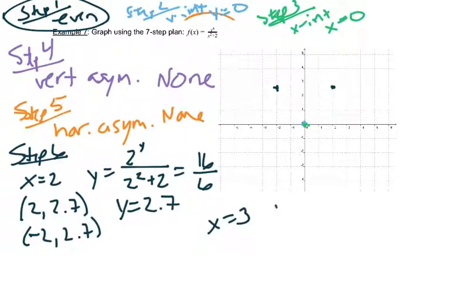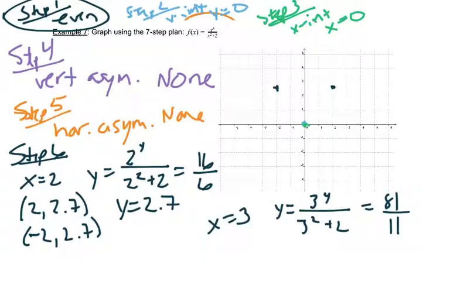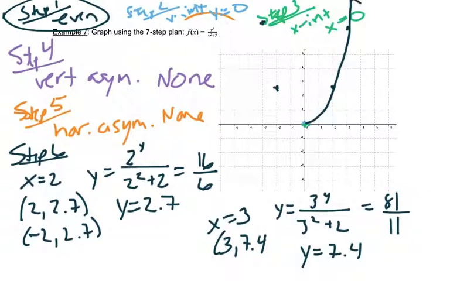So if I put 3 in, I get 3 to the 4th over 3 squared plus 2. 3 to the 4th is 81. 3 squared is 9 plus 2 is 11. So we'd have 81 divided by 11 is 7.4 roughly. So it tells me I have 3, 7.4. So that's going to be up here somewhere. And then again, it would be the same thing over here. So our curve is going to go something like that. And it looks a little bit like a parabola in this case.